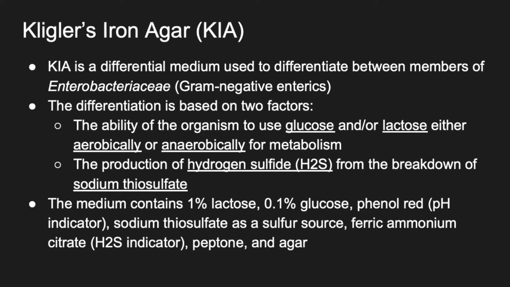The KIA medium contains 1% lactose and 0.1% glucose. It contains phenol red, which is our pH indicator. We've used it a little bit in the previous labs. It also contains sodium thiosulfate as a source of sulfur. It contains ferric ammonium citrate, which is our indicator of hydrogen sulfide. It also contains peptone and agar.